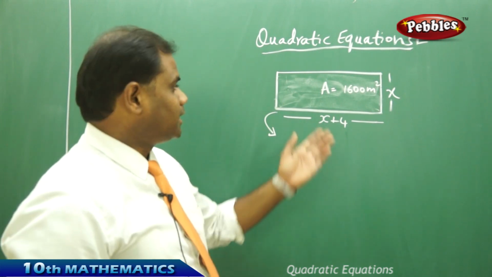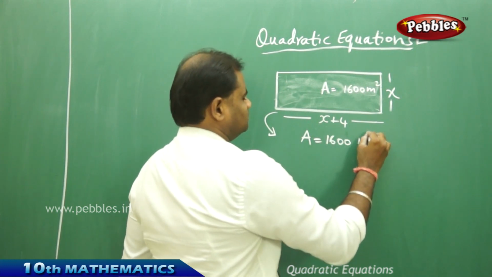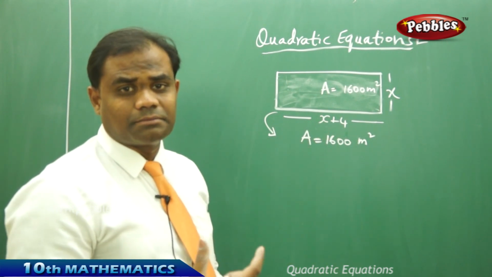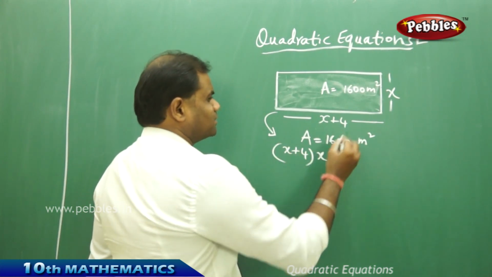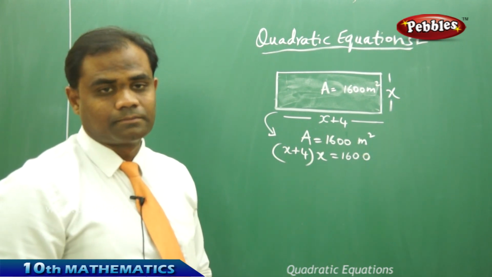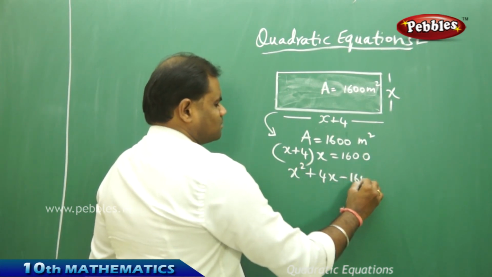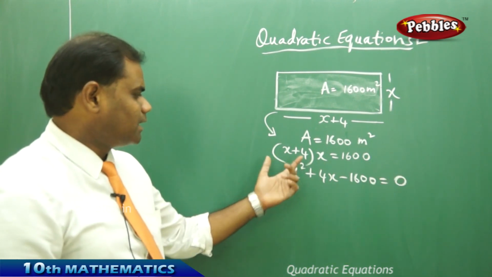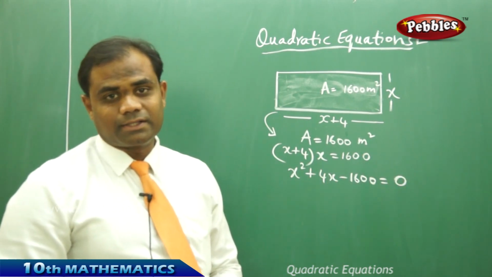Now, as we know that the area of the rectangle here is given to be 1600 meters square, I use the area of the rectangle, which is length times its width. So length being x plus 4 times width being x would finally give me 1600 meters square, which in turn gives me x squared plus 4x minus 1600 equal to 0. This is how I get it when I take all the variables and all the constants to the left and only keep 0 on the right hand side.